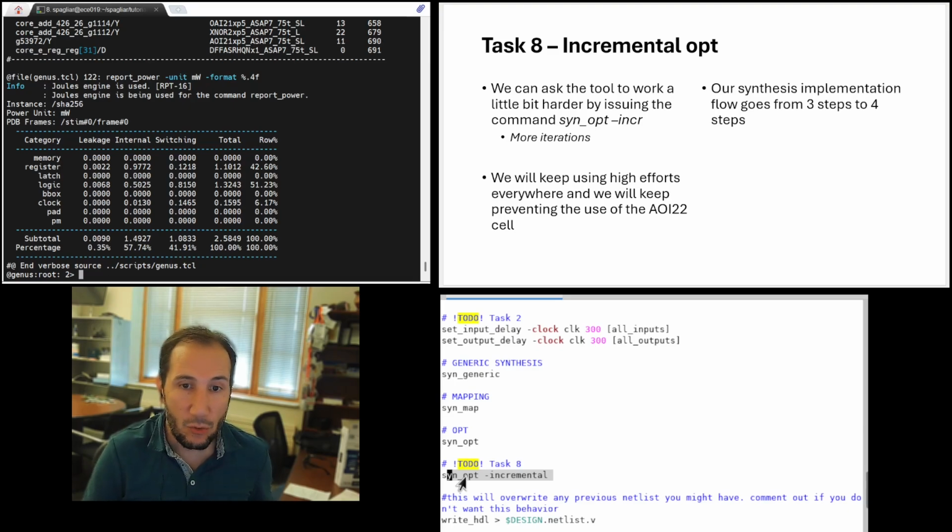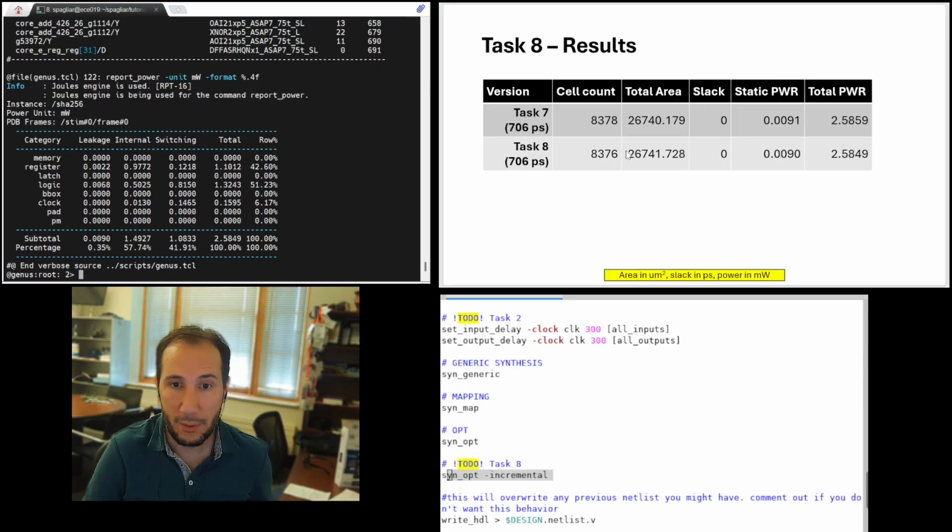And we're asking the tool to work a little bit harder, to do a couple more iterations of its internal tricks to try to get us slightly better results, right? We're gonna keep everything else the same. We're gonna keep using high effort. We're gonna still prevent the usage of that AUI to 2 cell, same clock period, same everything. This is what we get when we use incremental OPT.